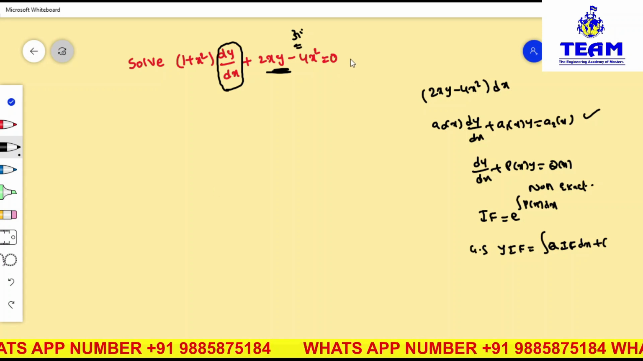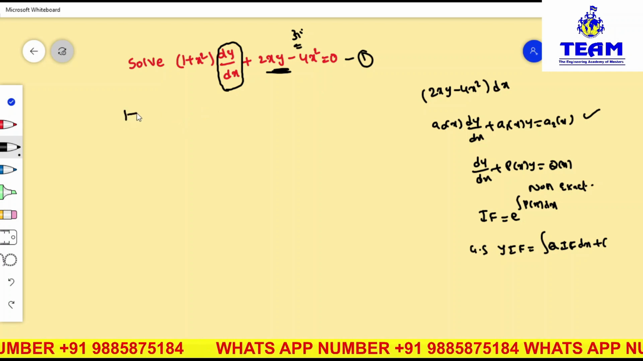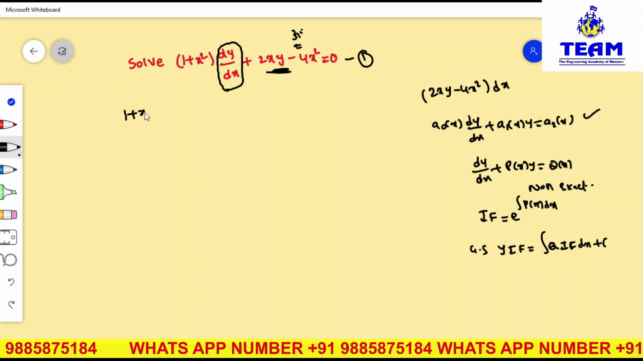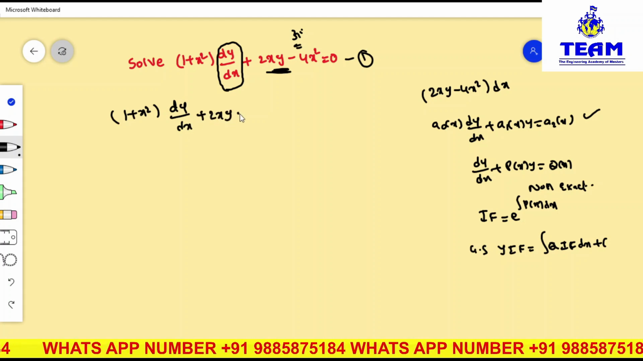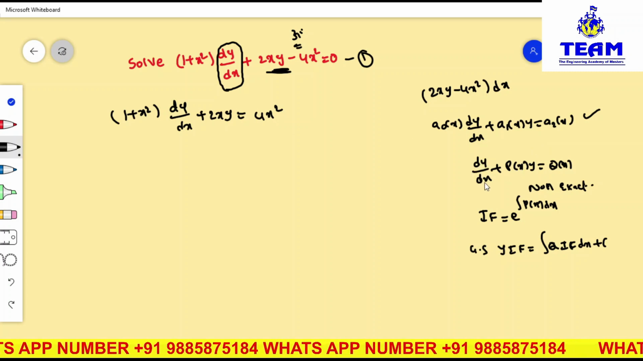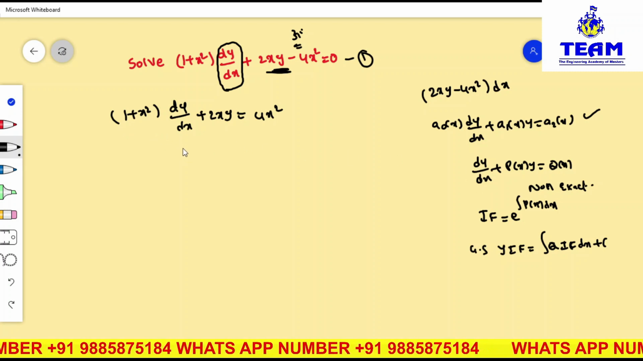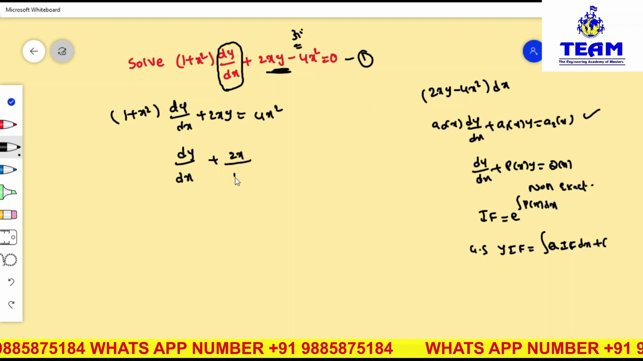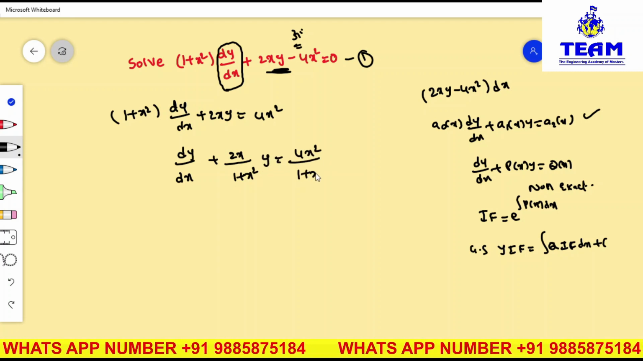Okay. Now, we have to convert the given problem into the standard form. For that, you see friends, first I am writing this 4x square on the right side because on the right side I want q of x. Now, 1 plus x square times of dy by dx plus 2xy is equal to 4x square. It is not in the standard form, because in the standard form the dy by dx coefficient should be what? 1. But here you have 1 plus x square. So divide with 1 plus x square. Then you will have dy by dx plus 2x by 1 plus x square times of y is equal to 4x square by 1 plus x square.